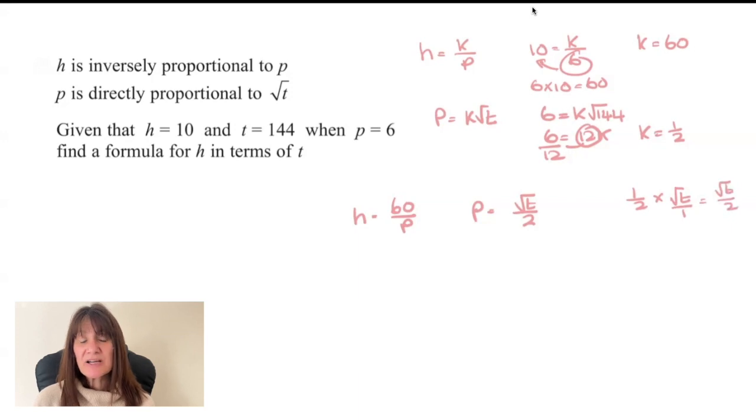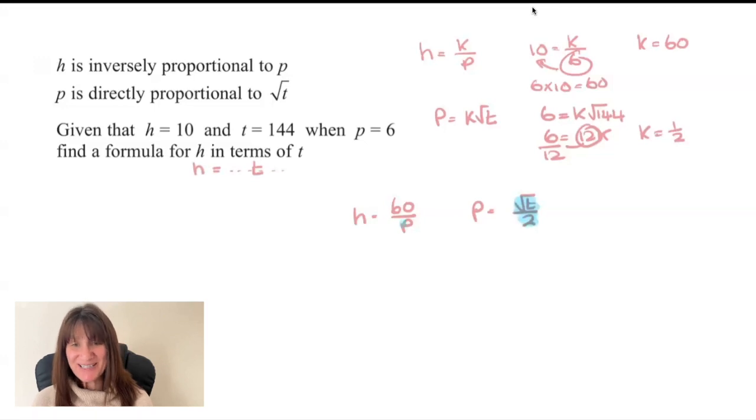Now, I'm being asked to find a formula for H in terms of T. That means I'm going to have H equals something with a T in the answer somewhere. There is no mention of P being in my final answer. So that's the next job. I've got to get rid of P. Now, I know that P is equal to root T over 2. So I can replace the P in our H equals 60 over P with that.